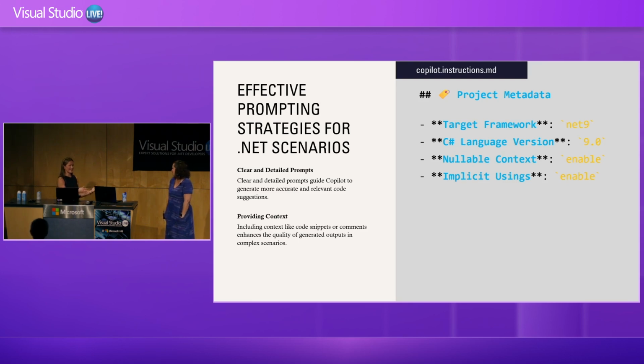Because if it doesn't have that context, it might just start making things up on its own. So we want to make sure that you're being as clear and detailed as possible. You could say, create a details page for my product, and it's just going to create a details page for the product. It's not going to look like how you want it to look.